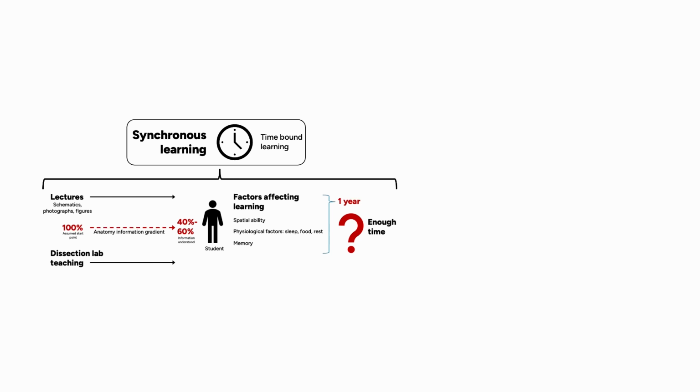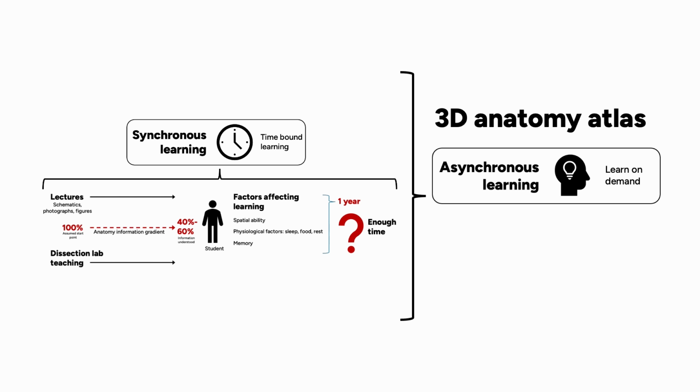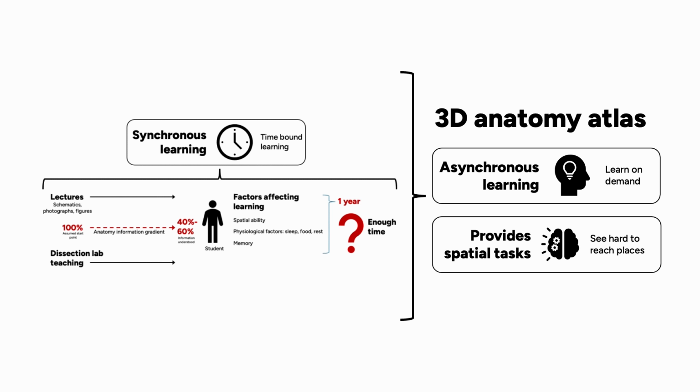Now, if you look at the schematic over here, it gives us an overview of an association between the learning experiences of medical graduates and time, and how this ends up being a very critical factor for learning anatomy. Now, this is where I'd like to say that a 3D anatomy atlas can help convert those opportunities into asynchronous learning opportunities. Students can learn on demand. And my favorite is that it provides spatial tasks. It allows students to manipulate models and also see how to reach places that would have been otherwise difficult to explore in conventional dissection curriculums.